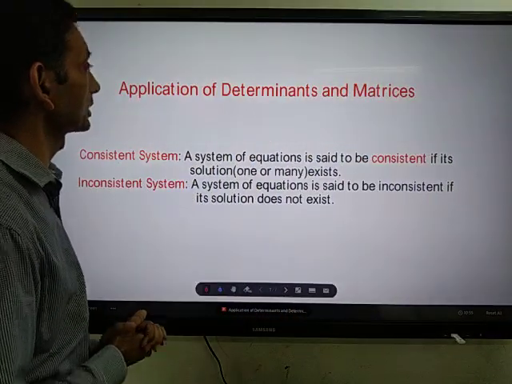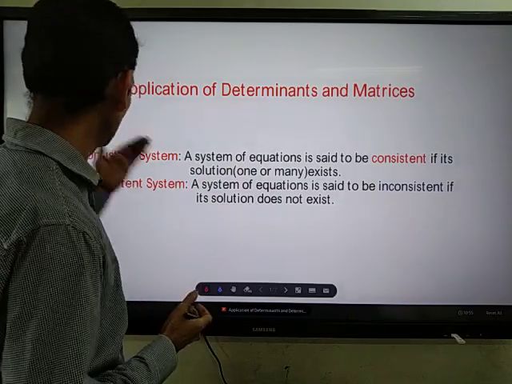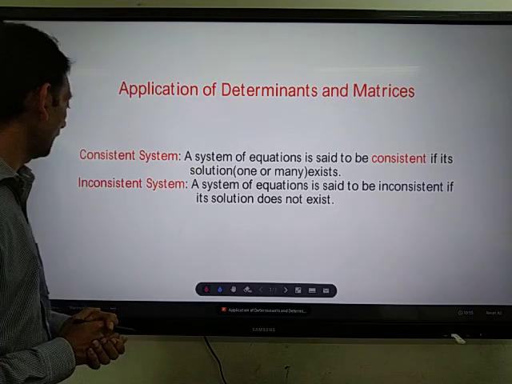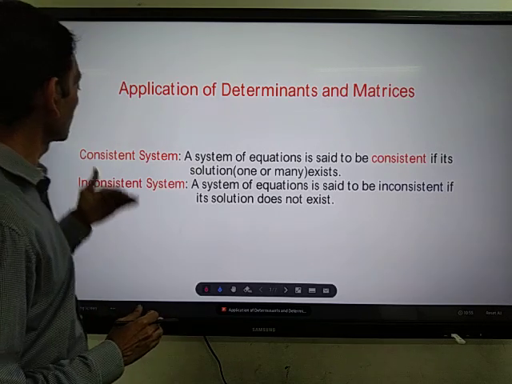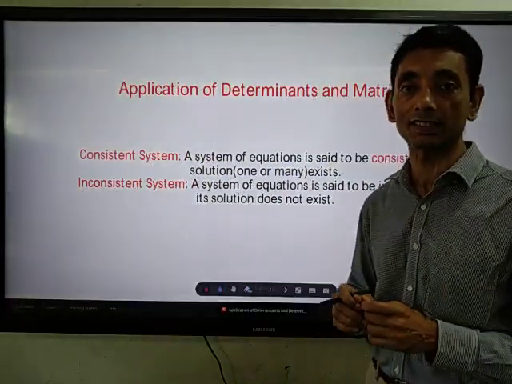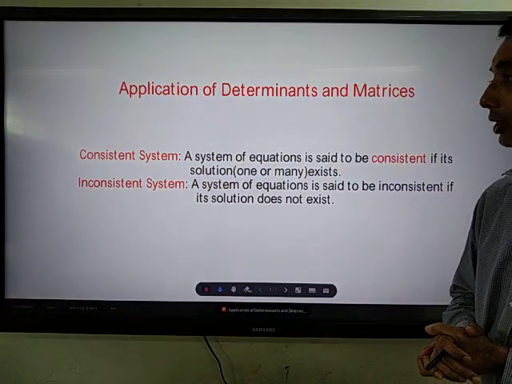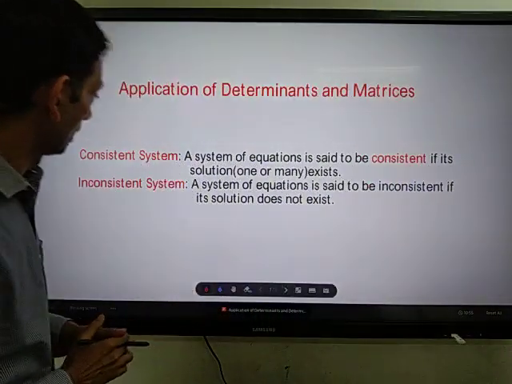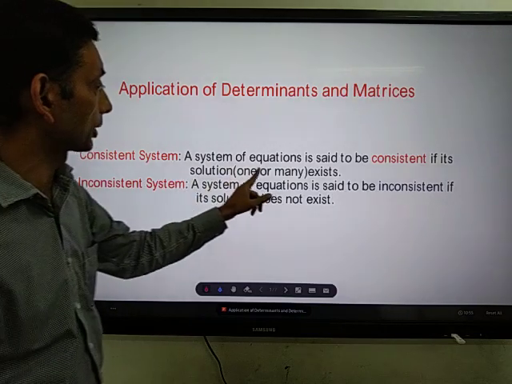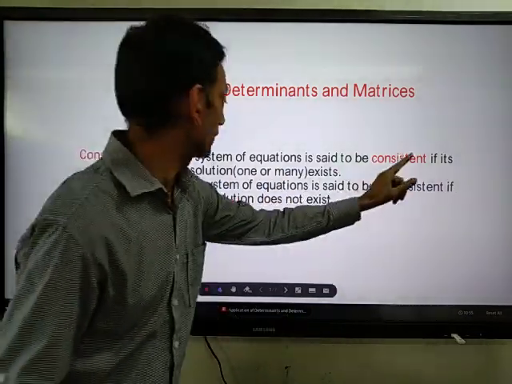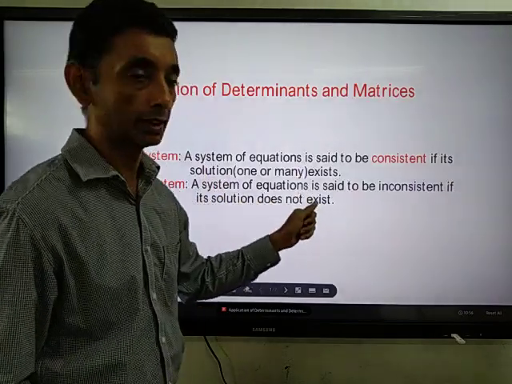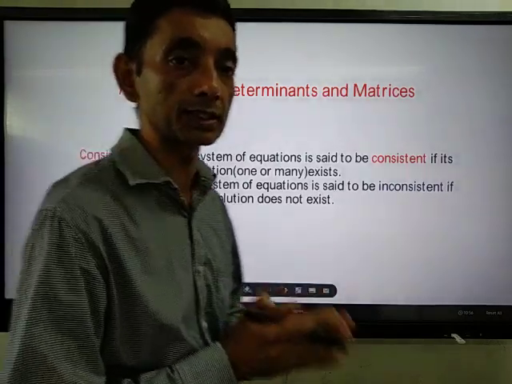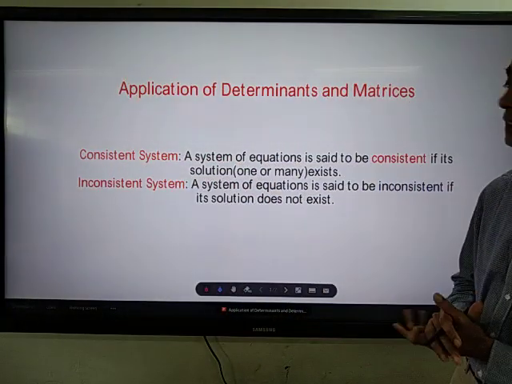Before we start the system of linear equations, let us revisit two important terms, that is consistent system and inconsistent system. You learn about these two concepts from class 10 onwards. What is a consistent system? A system of equations is said to be consistent if its solutions exist. The solution may be one or many, but if the solution exists, then the system is always consistent.